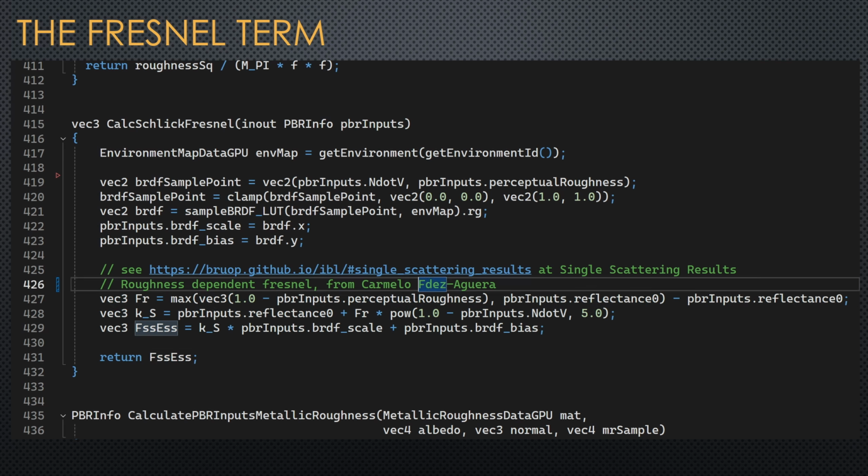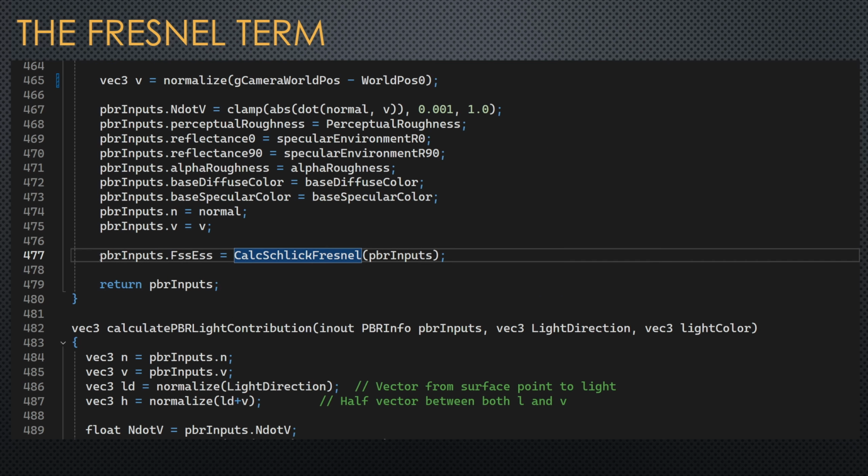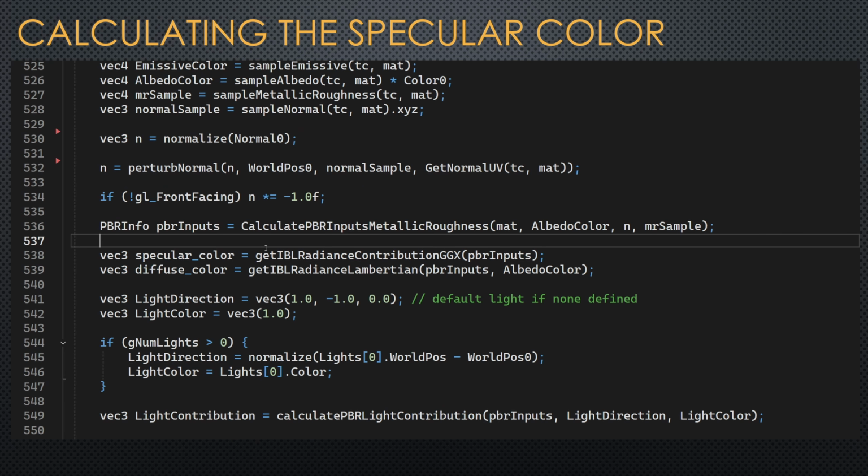It is returned to the caller, who stores it in the PBR input structure as well, because it is used for both the diffuse and specular reflections. Now let's see how to calculate the specular color in the function getIBLRadianceContributionGGX. Notice the acronyms IBL and GGX.